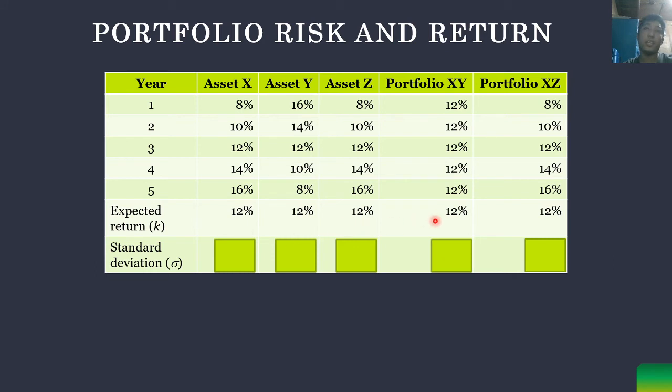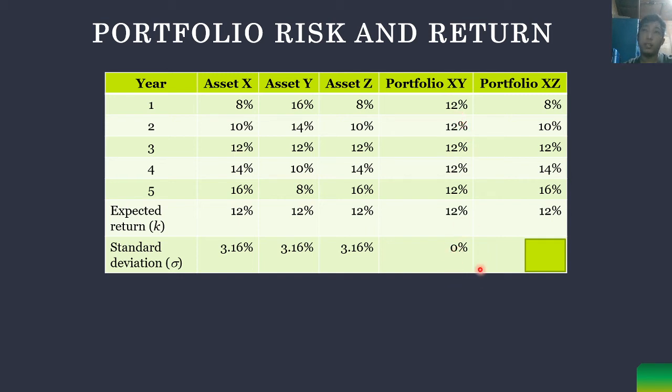Kasi pare-pareho ng return, kasi magkakaiba ng level of risk. So ito yung tingnan natin ngayon. How do we compute for the standard deviation of asset X, Y, and Z? Ito na yung na-discuss natin kanina, na-discuss na natin yung computing the standard deviation for a single asset. So, 3.16%, 3.16%. Okay?